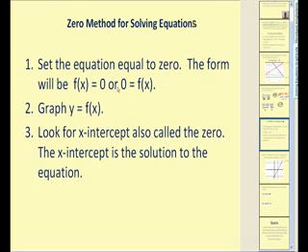The form will be f of x equals 0 or 0 equals f of x. Then we'll graph y equals f of x. Using this method, we look for the x-intercept, also called the 0. The x-intercept is the solution to the equation. So we do have to perform some algebra to set the equation equal to 0, but as soon as we do that, we resort back to graphing.